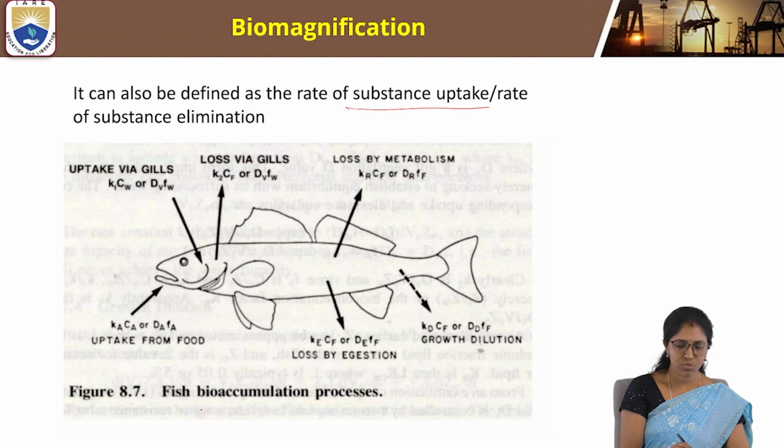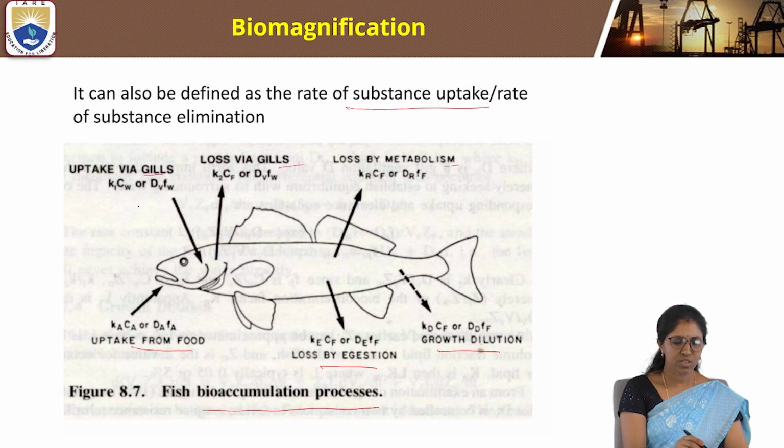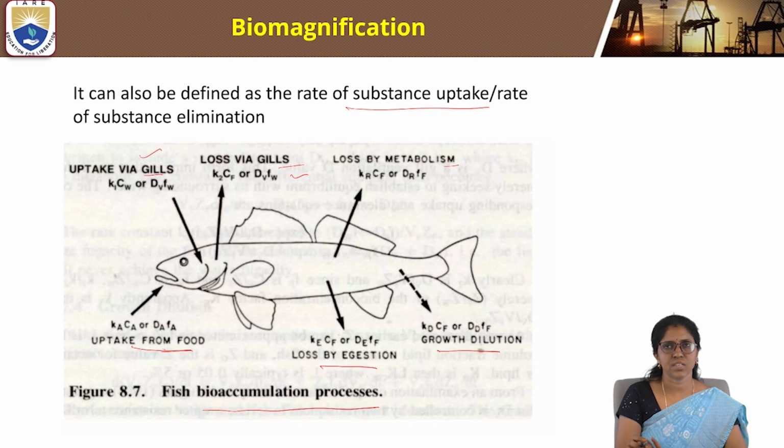This diagram shows fish accumulation processes. Here, this is the bioaccumulation factor. Here we see uptake from food, loss by digestion, growth dilution, loss by metabolism, loss via gills, and uptake via gills. Water is taken up via the gills, and also from the food. It is lost via gills and by digestion, and used for growth dilution and loss by metabolism. So bioconcentration factor is defined as the rate of substance uptake to the rate of substance elimination.